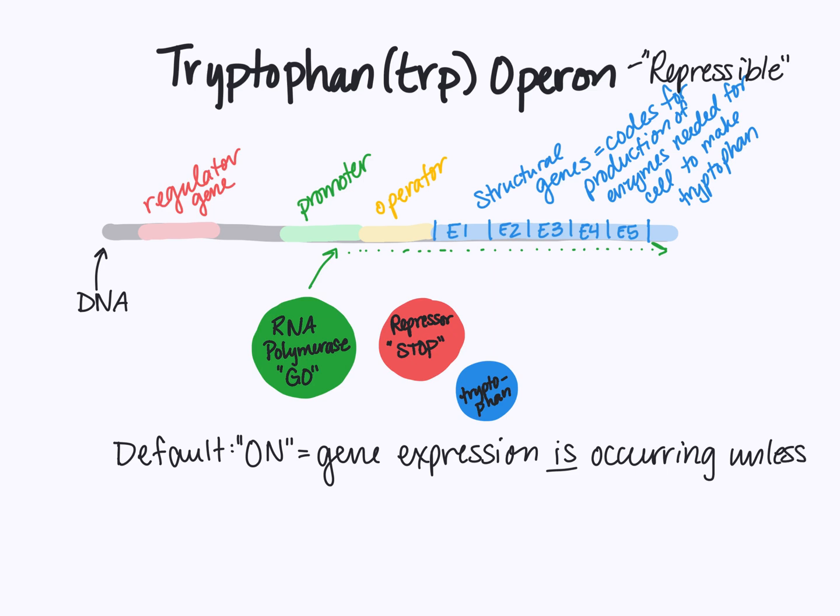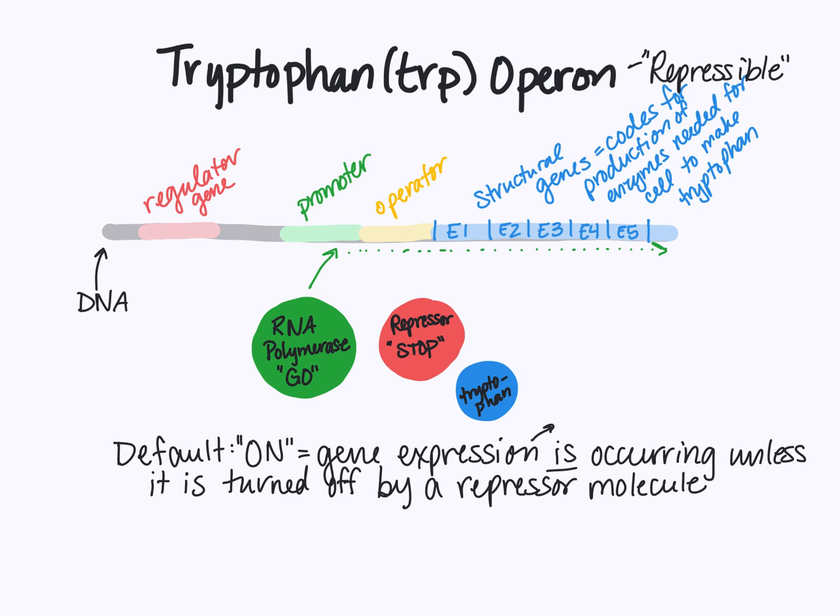Unless it is specifically turned off. And it would be turned off by a repressor molecule. And remember that gene expression just means that transcription and translation are occurring so that a protein is being made.